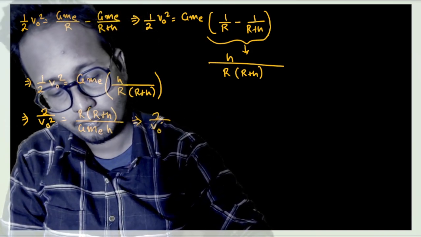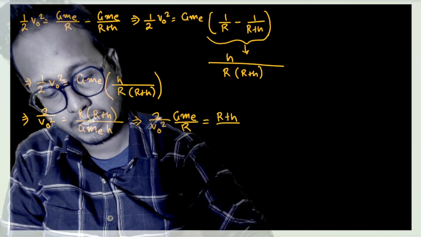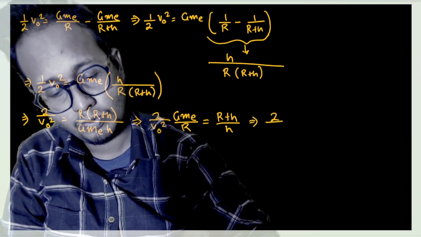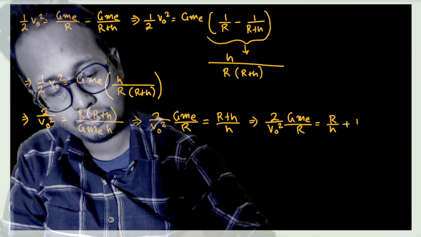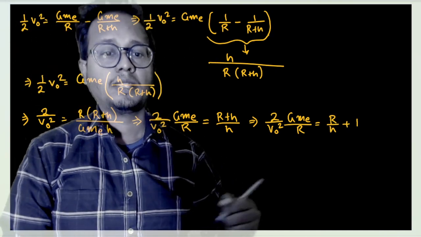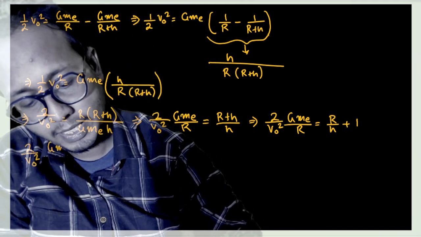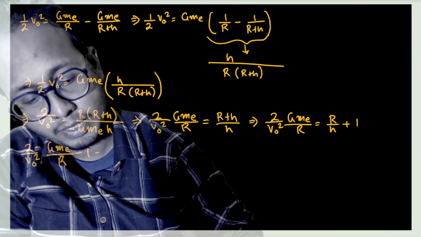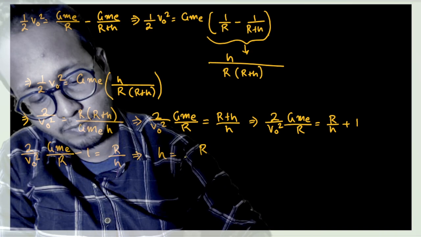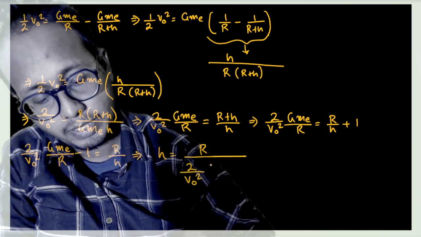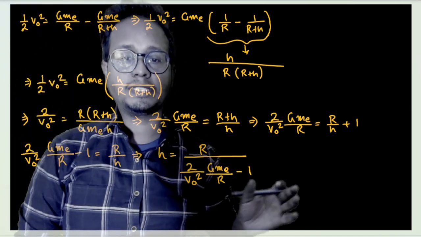So 2 by v naught square GME by r is equal to r plus h divided by h. Or 2 over v naught square times GME by r is equal to r by h plus 1. Now this 1 I can send to the left hand side. So 2 over v naught square times GME by r minus 1 is equal to r by h. Or h is equal to r divided by (2 by v naught square times GME by r minus 1). This is our answer.